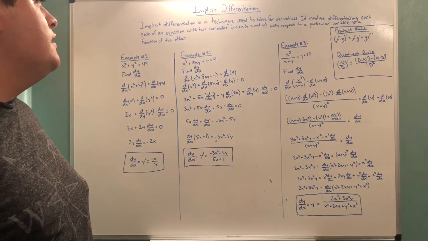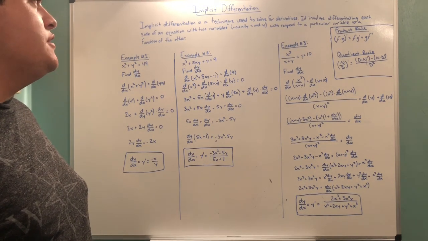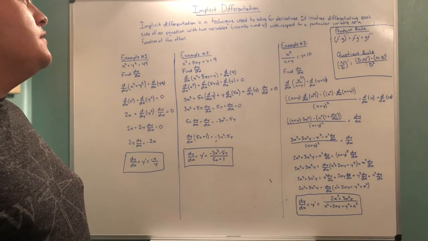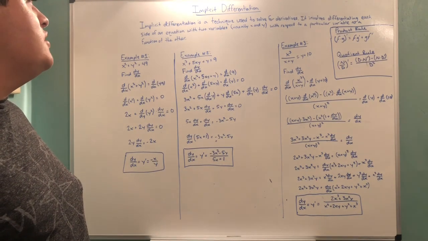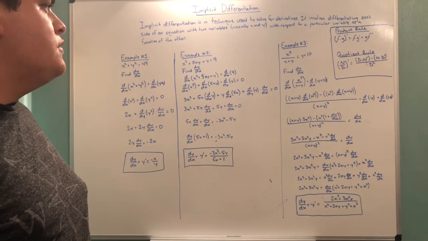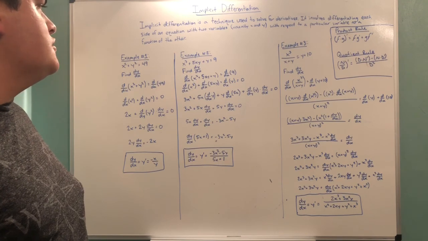Hi, for today's lesson, we'll be learning about implicit differentiation in calculus. Implicit differentiation is a technique used to solve for derivatives. It involves differentiating each side of an equation with two variables, usually x and y, with respect to a particular variable as a function of the other.